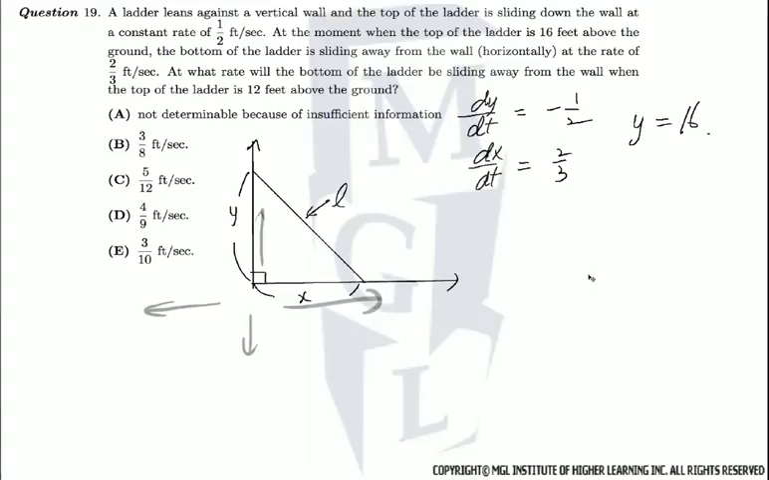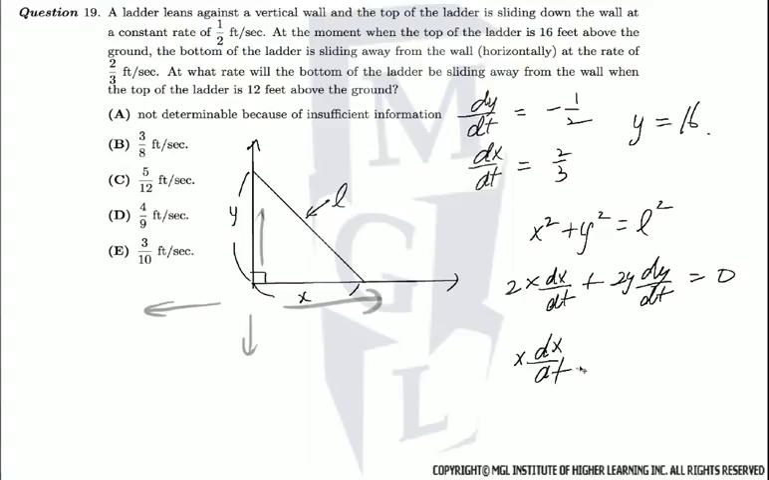Okay, we start from the Pythagorean theorem. x squared plus y squared will always equal L squared, where L is constant, x and y are variables. Okay, differentiate all three sides, and we get 2x dx over dt plus 2y dy over dt, and of course this is a constant, so it's going to equal 0. So we get a simple condition, x dx over dt plus y dy over dt is equal to 0 if you divide everything by 2.